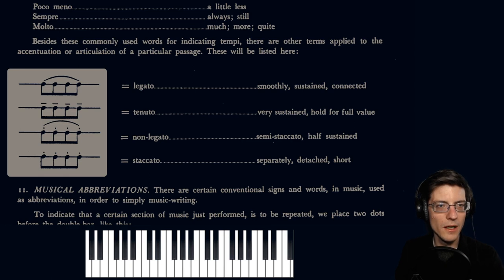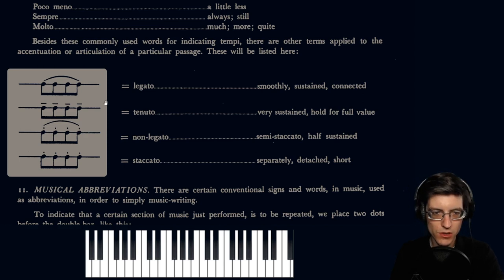So that would be legato, and then tenuto, very sustained, hold for full value. And then non-legato, semi-staccato, half-sustained. So that's non-legato, and then staccato, separately, detached, short. So legato, tenuto, non-legato, and staccato.